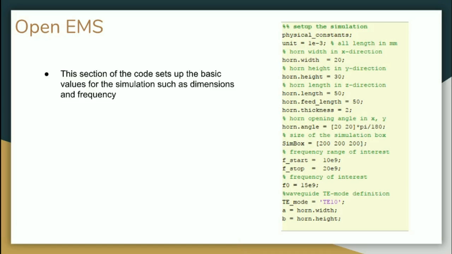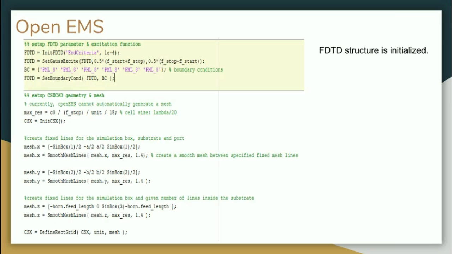OpenEMS is an open source addition to MATLAB, which allows the simulation and calculation for a variety of electromagnetic objects. The following code comes from a tutorial for a rectangular horn antenna. This section of the code sets up the basic values for the simulation, such as dimensions and frequency. Specifically, the dimension of the horn of the antenna, the size of the simulation region, and the frequencies of interest. This antenna is designed to work within the range of 10 GHz and 20 GHz, averaging out to 15 GHz.